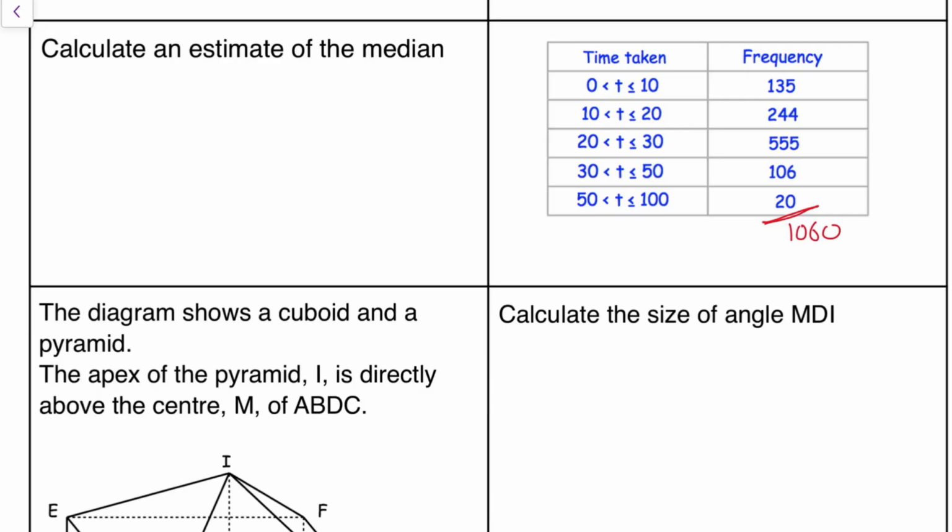Okay, fine. And then you remember now, the rule is if it's continuous data, because I don't know where the data is within this, I don't add 1. Whereas if I'm finding the median of discrete data, I add 1. In other words, I need the 1060th divided by 2, which is the 530th data point.